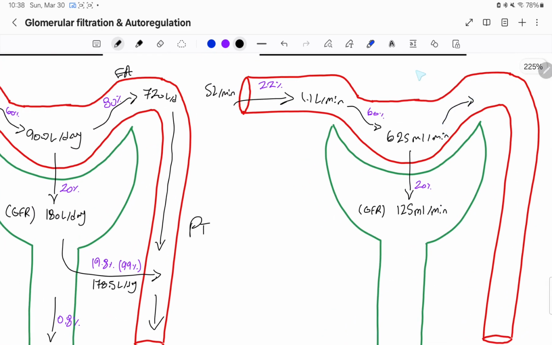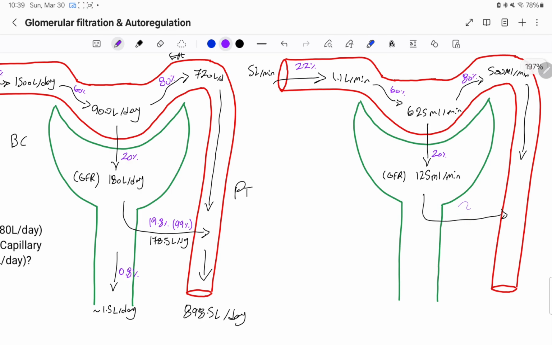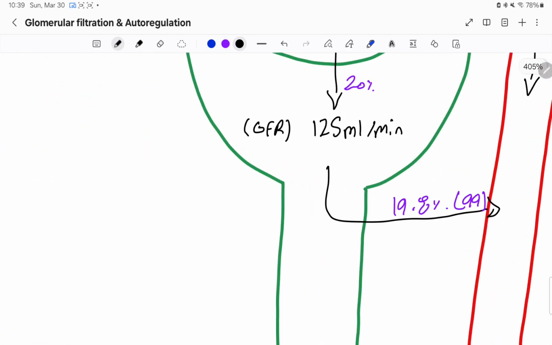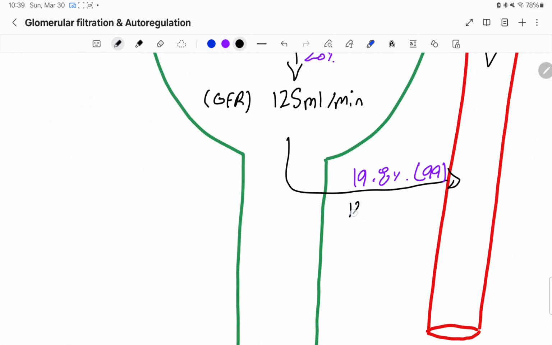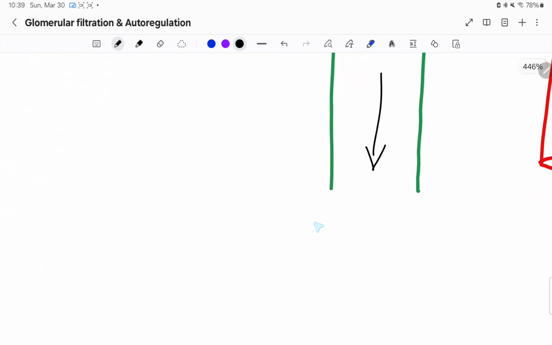We know that 80% escapes to the peritubular capillaries, which is about 500 milliliters per minute here. Okay, so that's that. We know that of this 125, greater than 99% of it will be reabsorbed. Again, same values, 99% of the fluid is getting reabsorbed, which means of this 125, 123.75 milliliters per minute will be reabsorbed back into the circulation. And that actually leaves me with only approximately 1.25 milliliters per minute of urine, right, per minute.